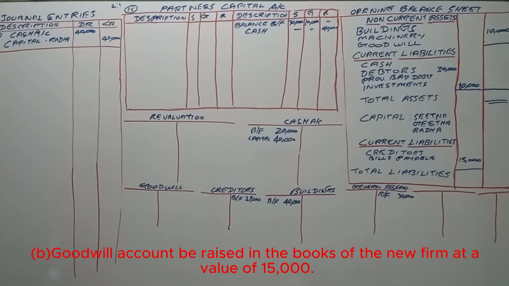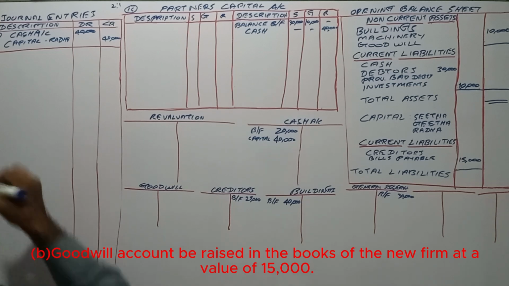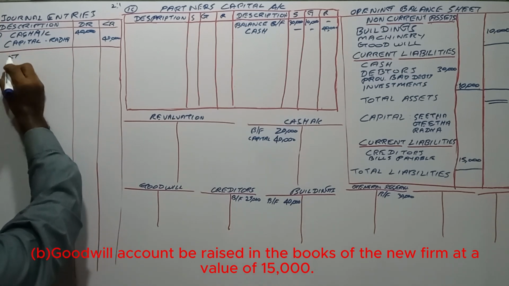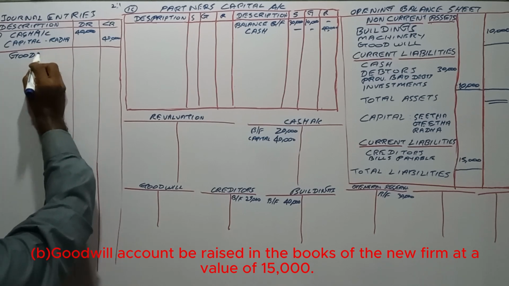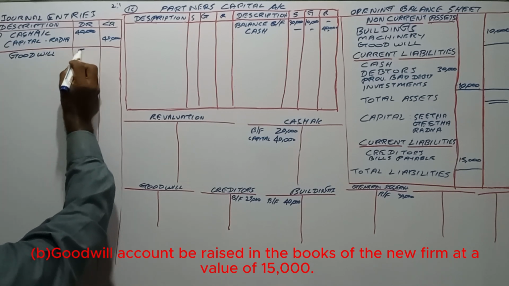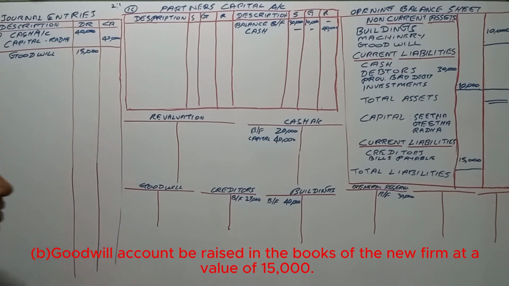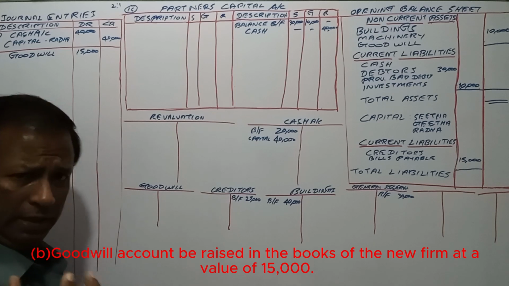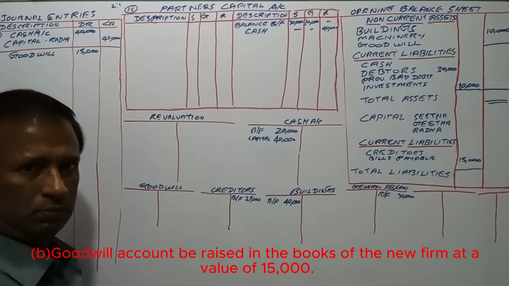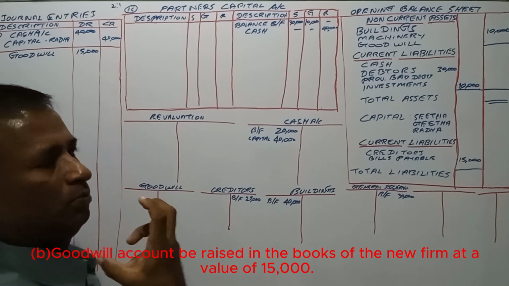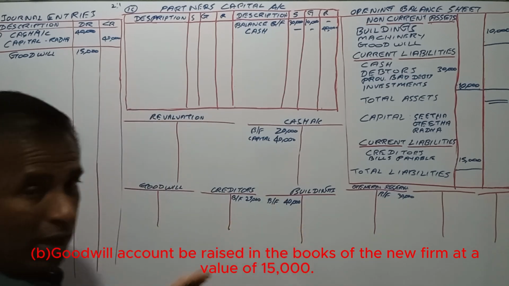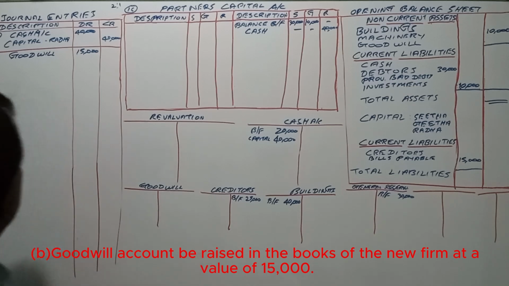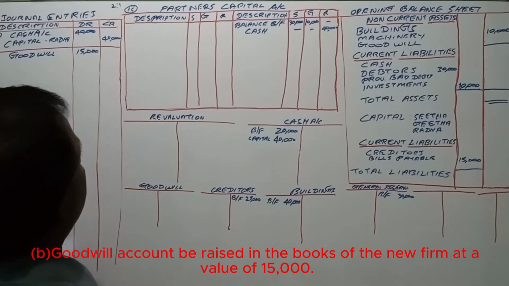Goodwill account to be raised in the books of the new firm at the value of 15,000. They want to create a goodwill. Then goodwill account debit 15,000, right? They are going to create a goodwill in the books. They want to show the goodwill in the books of accounts. That goodwill is an invisible asset, right? So 15,000 goodwill account debit.